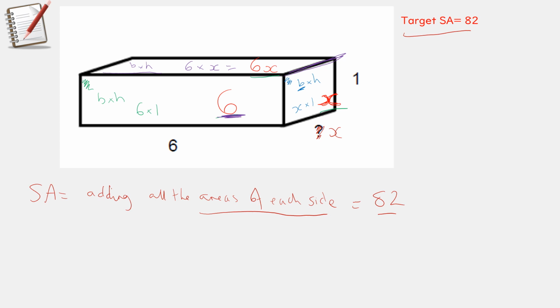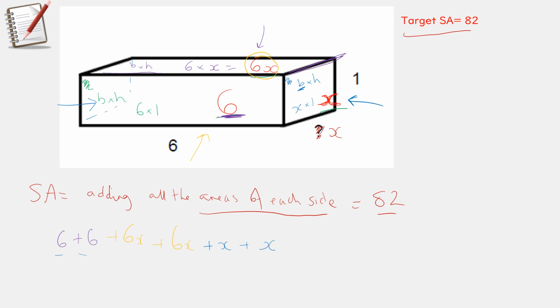So this side here that has 6, there's the one at the front and there's the one at the back. So we've got 6 plus 6. This top face here, we've got the one at the top, which is 6x, and the one on the bottom will also be 6x. So let's add those together. Then we've got the 2 final sides. We've got this right hand side, which we worked out was x, and that will be exactly the same as the side which we can't see hidden back here, which will also be x.